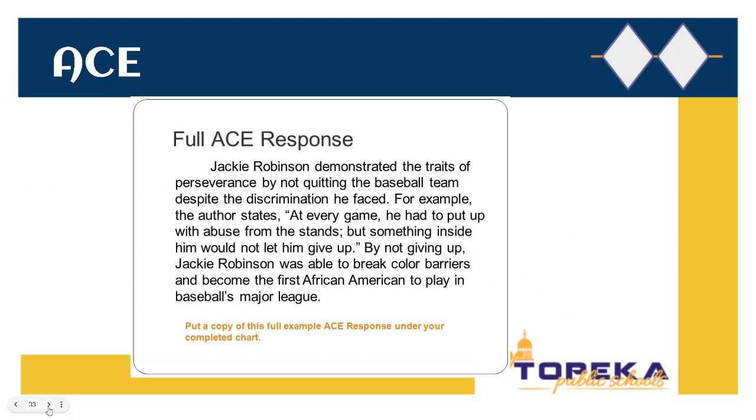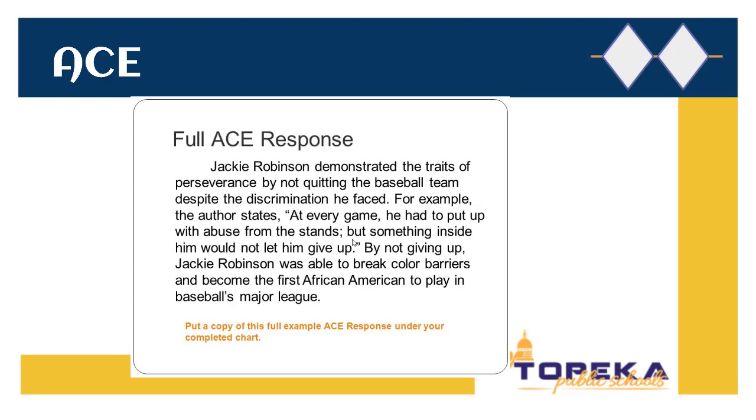So here's another ACE response. And this one says, Jackie Robinson demonstrated the traits of perseverance by not quitting the baseball team despite the discrimination he faced. So we've got our answer, and now we're going to go into the evidence right here where it says, for example, the author states, at every game he had to put up with abuse from the stands, but something inside him would not let him give up.